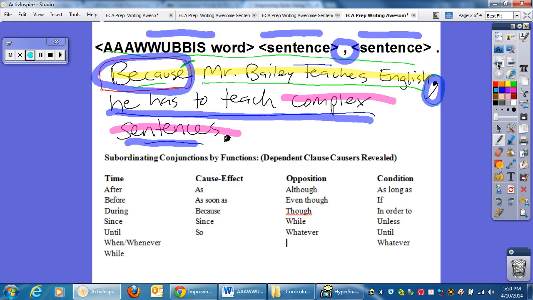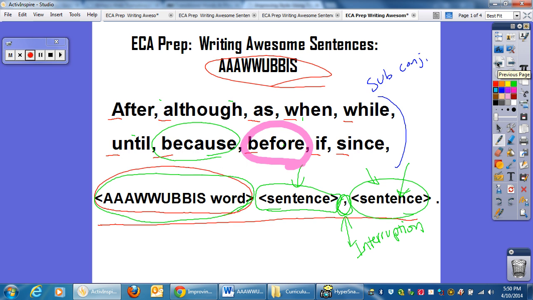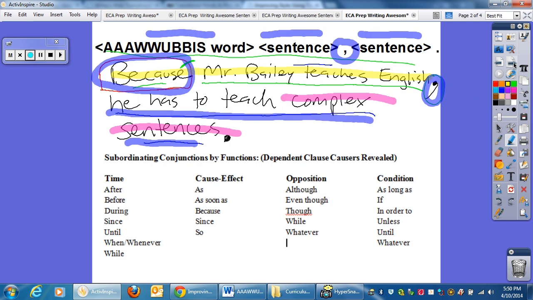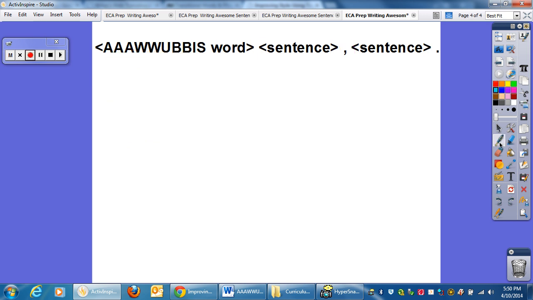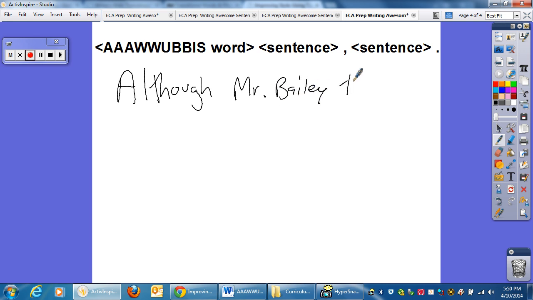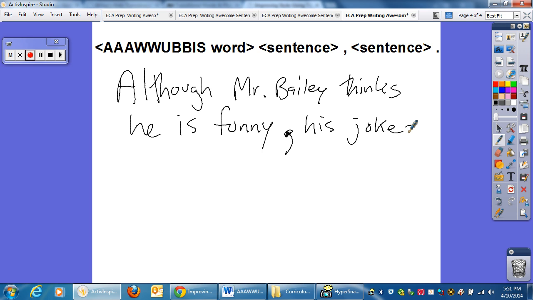We can do a couple more illustrations here too. So I'll pick another AAAWWUBBIS word. My students get a little angry with me because they get bored, but we'll do although. Although, and here's our AAAWWUBBIS word, Mr. Bailey thinks he is funny, comma, his jokes are terrible.